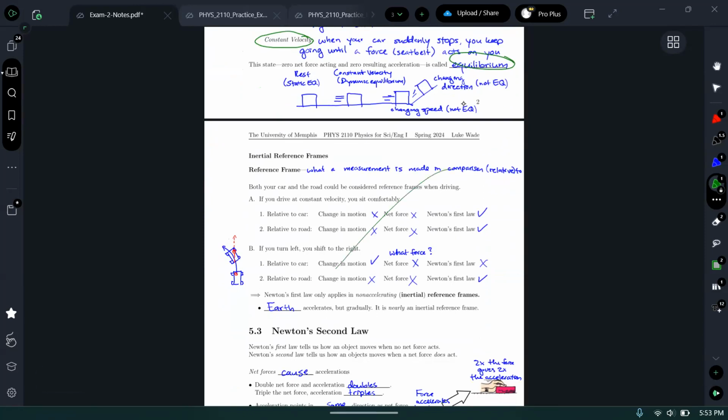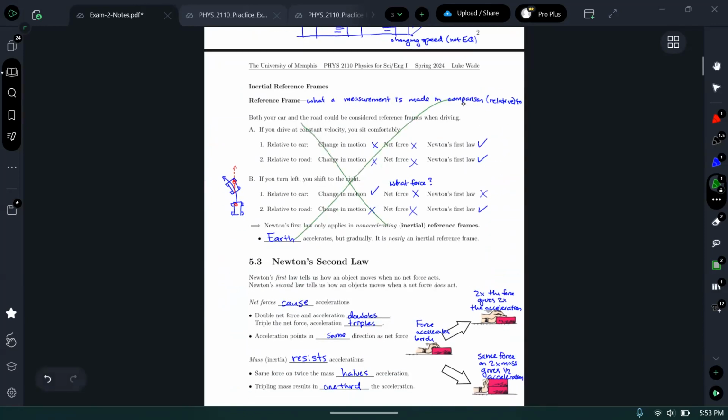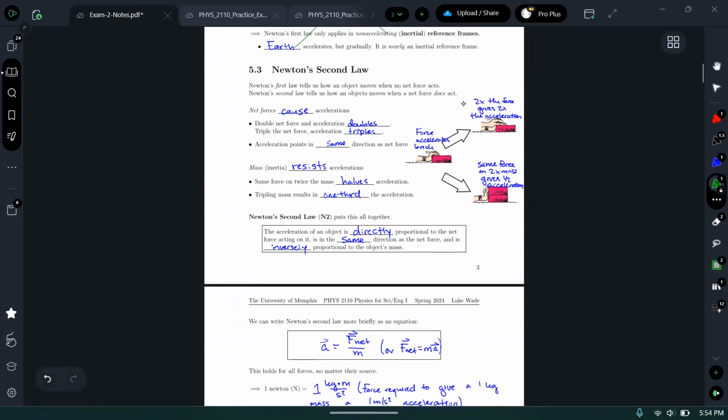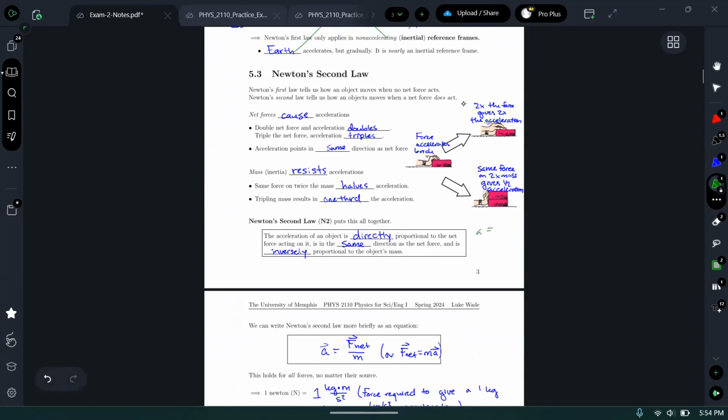Inertial reference frames, not on there. The second law says what happens when you do have a net force acting. First law is saying, I can tell you for sure what's going to happen as long as there is no net force. Second law says, oh, there is a net force now. Here's what happens. And what happens is the acceleration you get as a result of that net force is proportional to the net force and inversely proportional to mass.